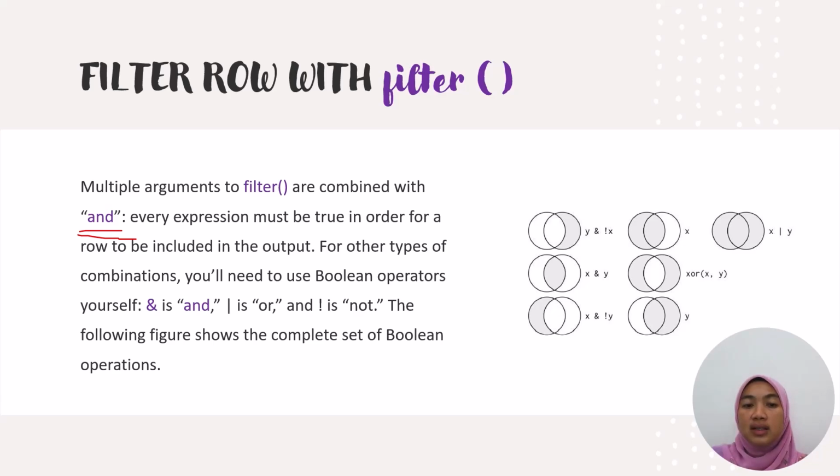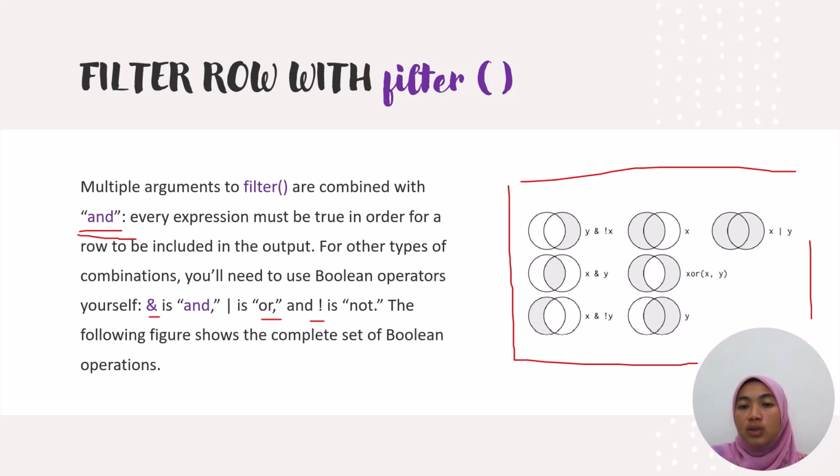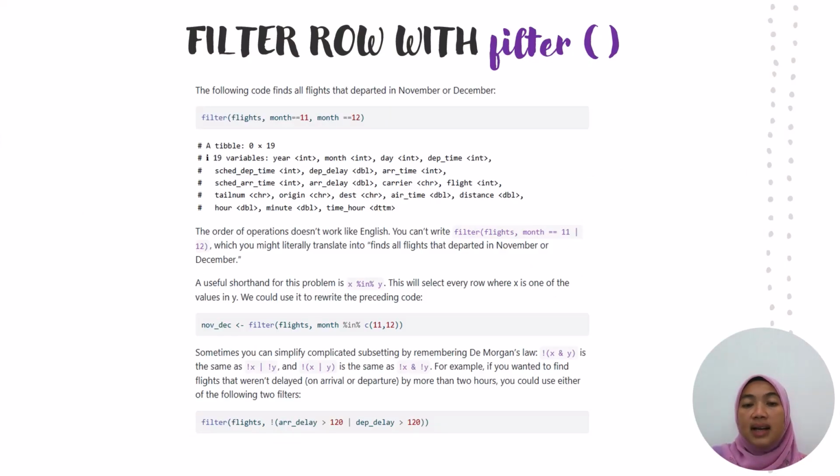So here is the symbol for AND, and this is OR, and this is NOT. The following figure shows the complete set of Boolean operators. So this is the complete set of Boolean operators. Alright, so this is multiple arguments to filter. This is another example.